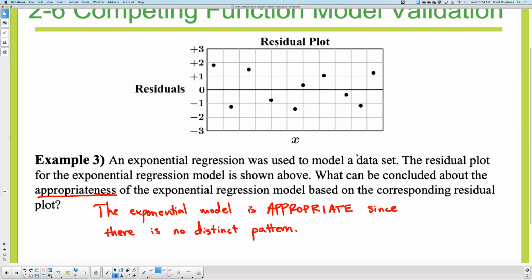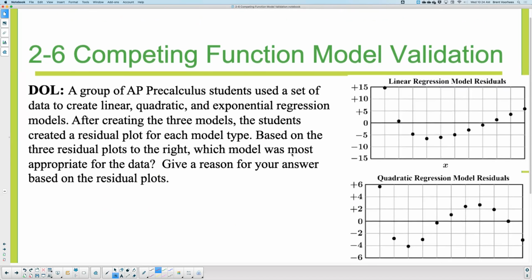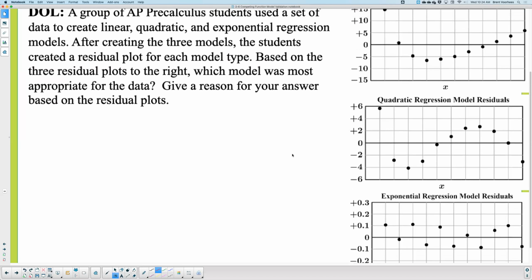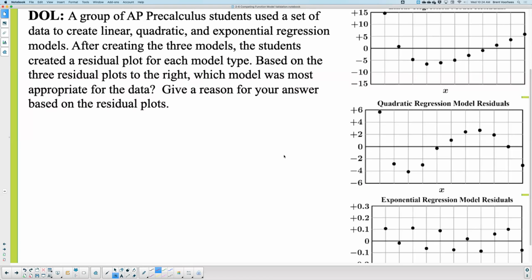All right, so now let's go to the next one. I want to give you an opportunity to distinguish between, you can read the problem, but I'm going to give you 3 different models. Let's see if I can get where you can see every model. A group of AP pre-calculus students used a set of data to create linear, quadratic, and exponential models. After creating the models, the residuals are shown here. I want you to decide which model would be best for the students to choose for the data and give a reason why you chose that model. All right, DOL number 2.